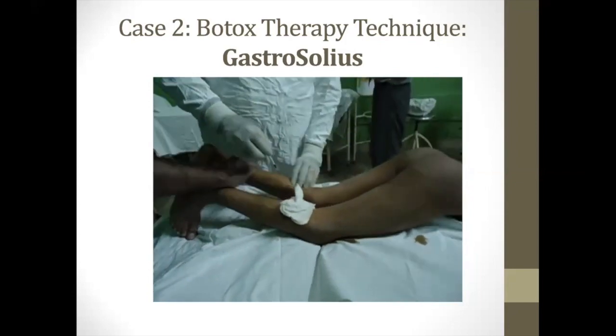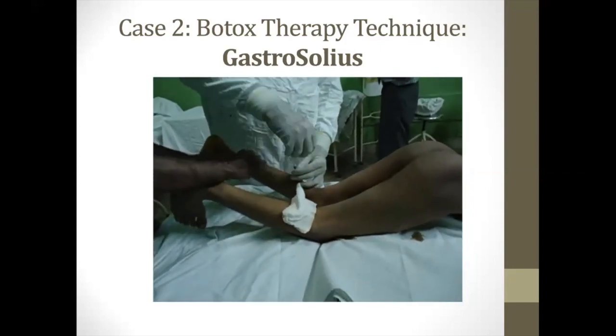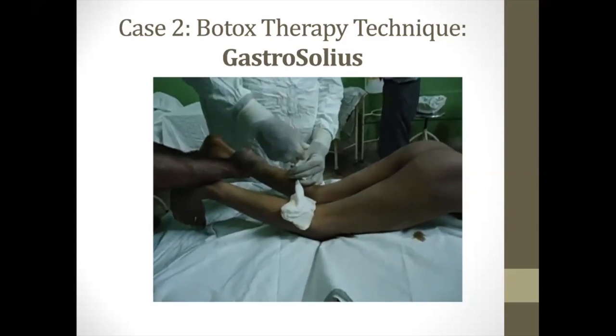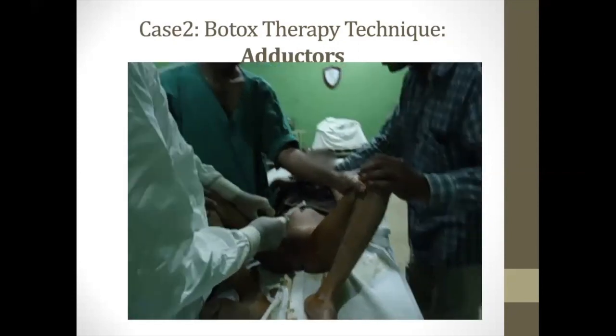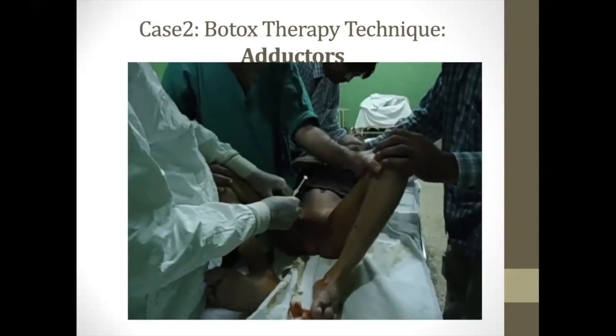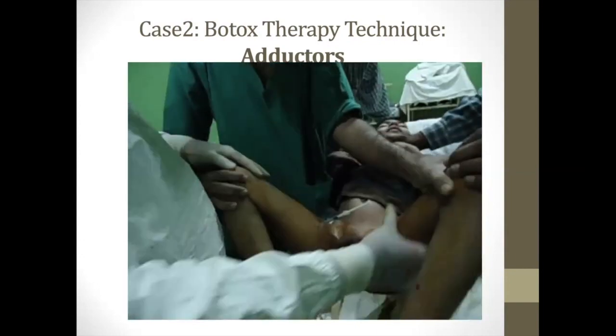Similarly, this is the medial gastrocnemius head. Pull the plunger to see the blood, not in the blood. And here are the adductors and the gracilis. This is the position for the adductors. So, from the pubic symphysis, 3 centimeters.